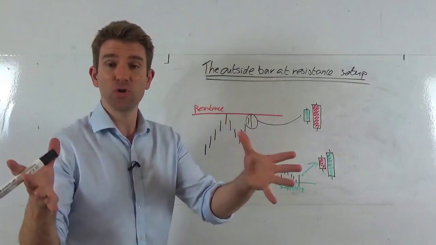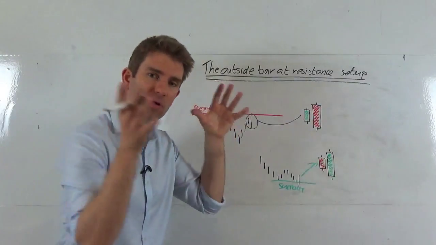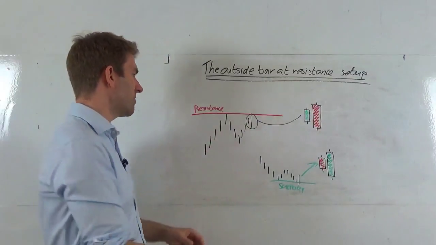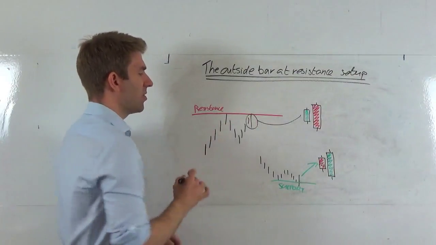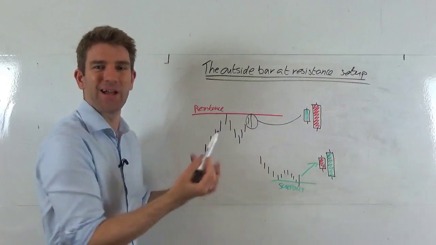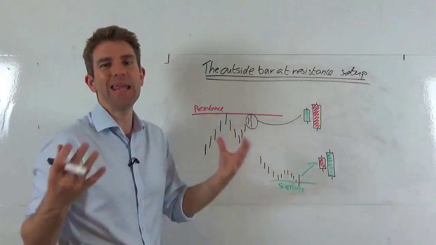Now, we're gonna assume in this video that you guys know how to draw resistance and support. If you don't, go and check out other videos on the channel. We talk about drawing resistance and support. So the assumption is you've now got a level of resistance here, whatever that may be. It could have tagged it prior. It could be from prior weeks back. Whatever, we don't know. It could be a high, it could be a close, any key level or resistance point.